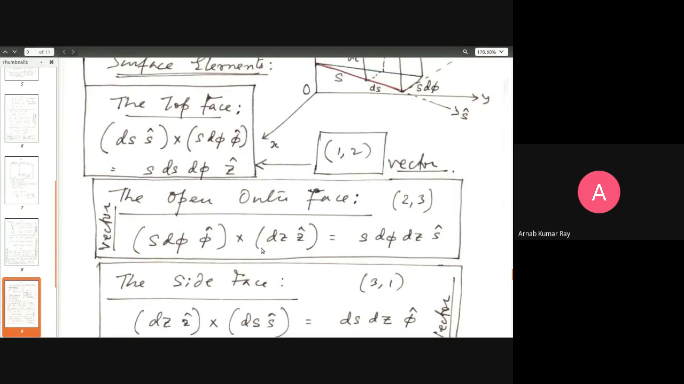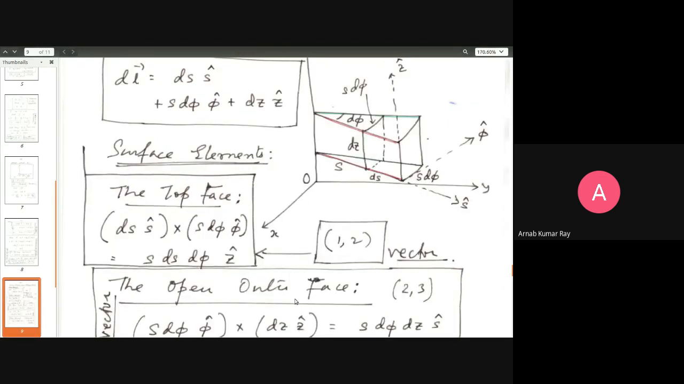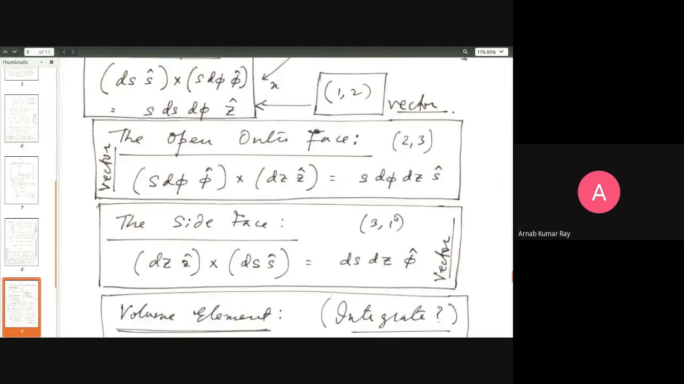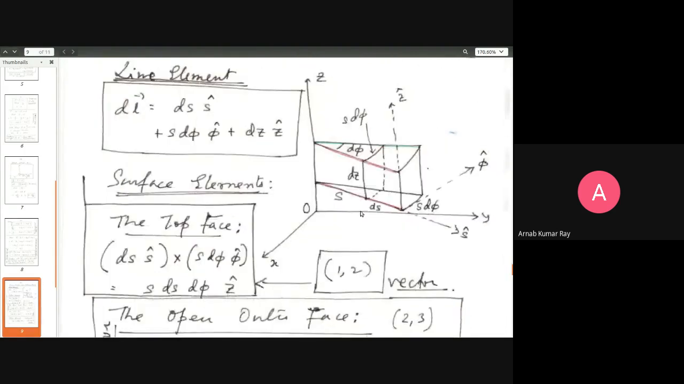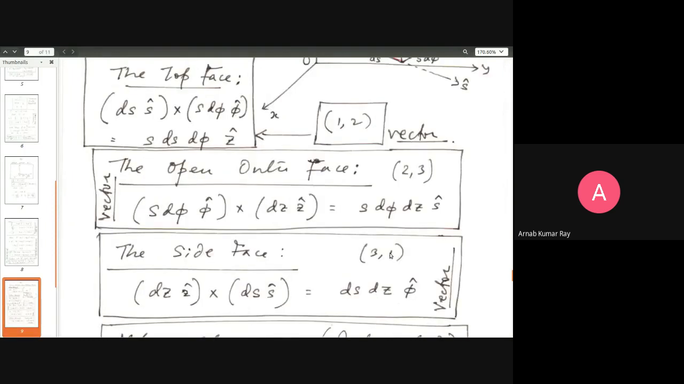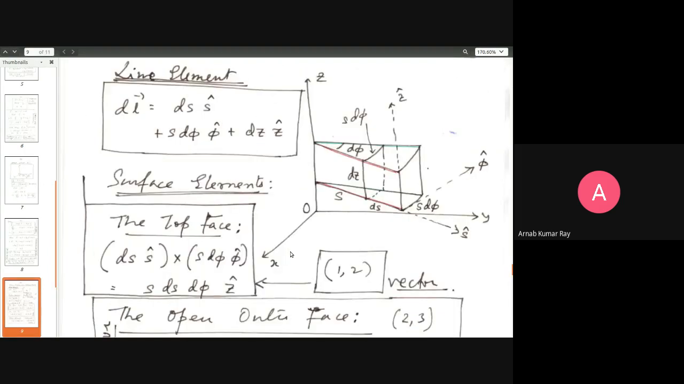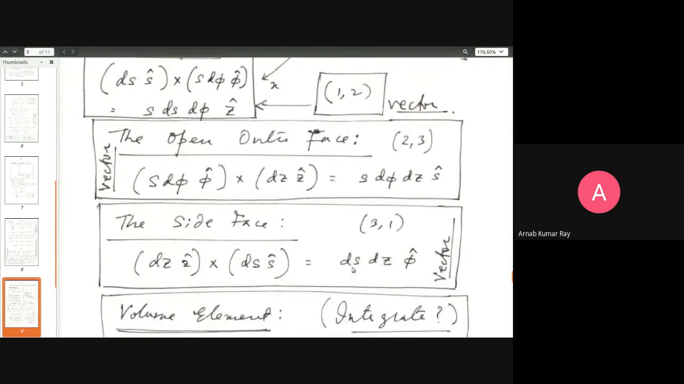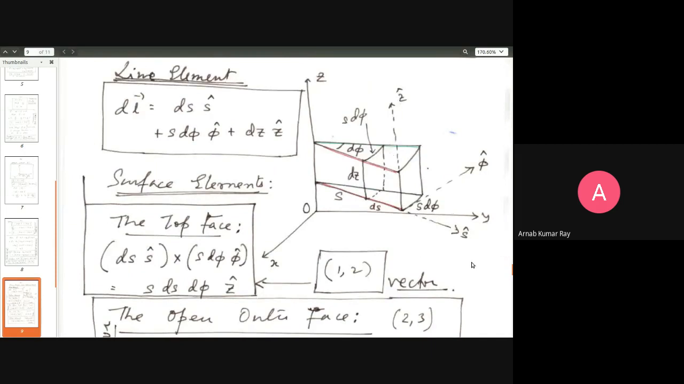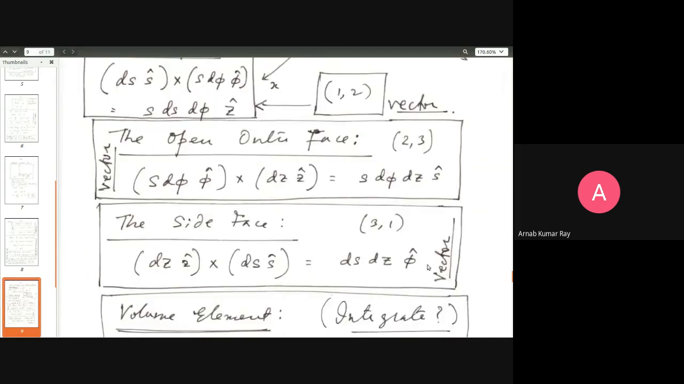And then the side face. The open outer face is very important, as you will see later, so please just make a note of this. And the side face is trapped between S and Z, that is to say 3 and 1. You have to go in a cyclical order: 1, 2; 2, 3; 3, 1. Don't write 1, 3. Write 3, 1. So dz z cap crossed with ds s cap gives dz ds z cap cross s cap. Z cap, when you cross it with s cap, you will get phi cap. That is again a unit vector.